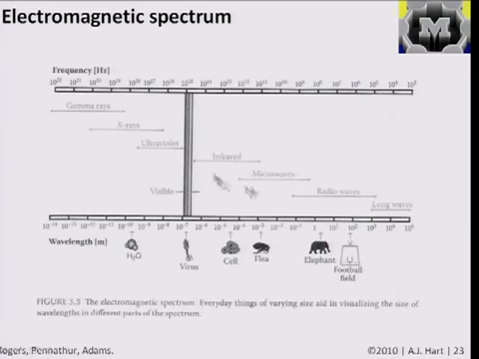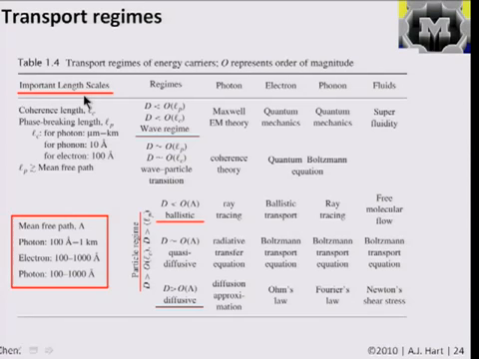But we can consider this wave spectrum, in that all matter has wave properties, as having a continuous possibility of different wavelengths and different frequencies, and then, of course, also different energies. And this chart is a summary of the transport regimes for different energy carriers that we've talked about.